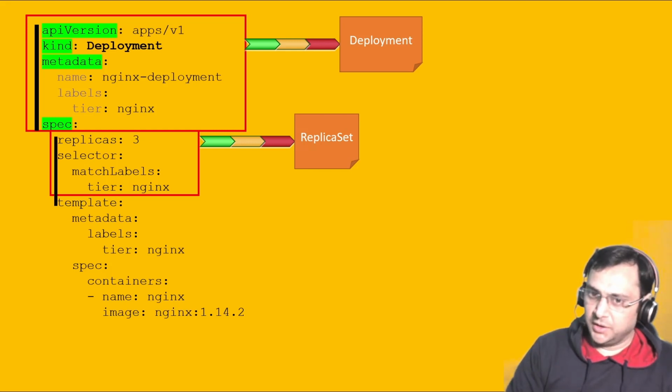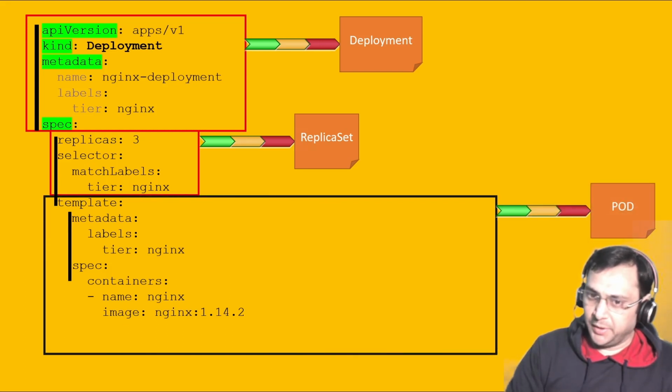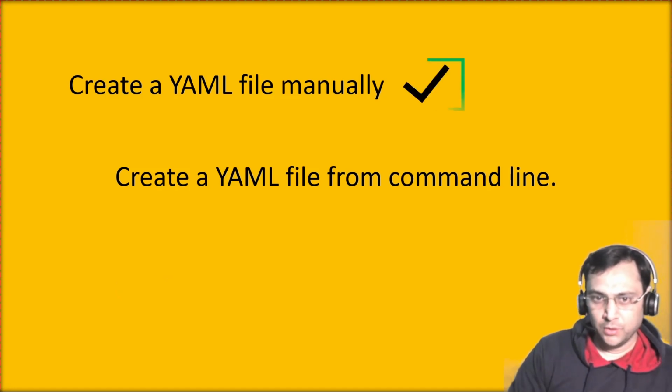Third section under the template is for pod. Under the template section, metadata and spec should be on the same indentation. Inside this pod further, we have container section. I hope you are now able to understand how to create a YAML file manually.